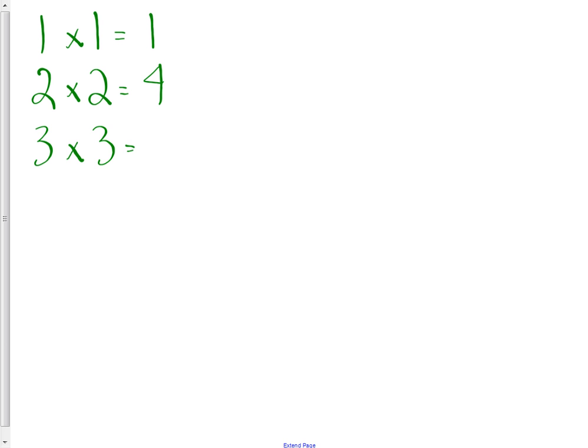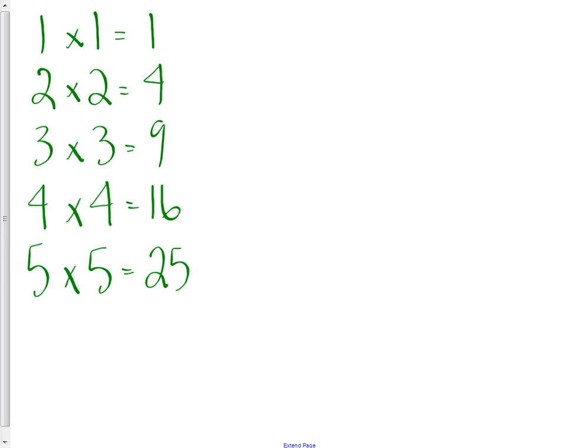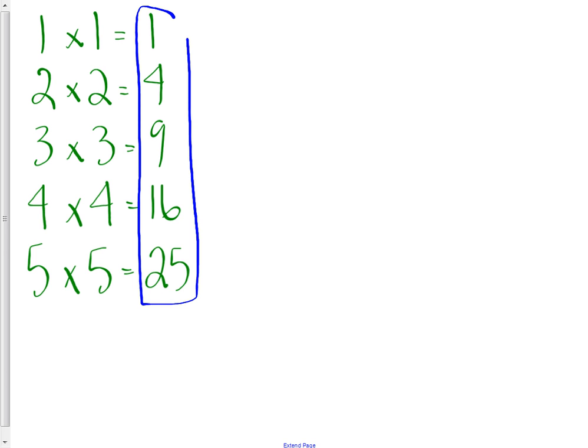So if we were to look at a list, we could go 1 times 1 equals 1, 2 times 2 equals 4, 3 times 3 equals 9, 4 times 4 equals 16, and 5 times 5 equals 25. All of these numbers, all of these answers are what we call perfect squares or square numbers.